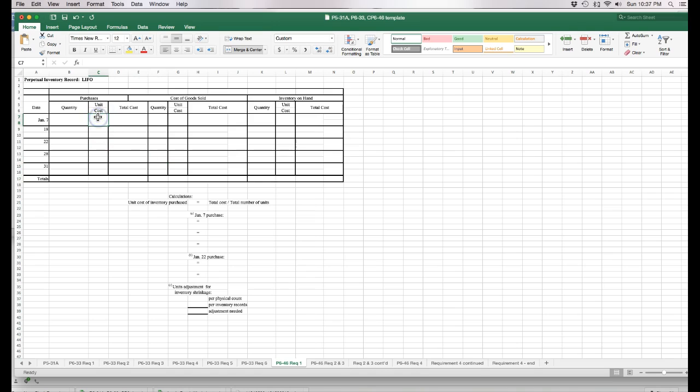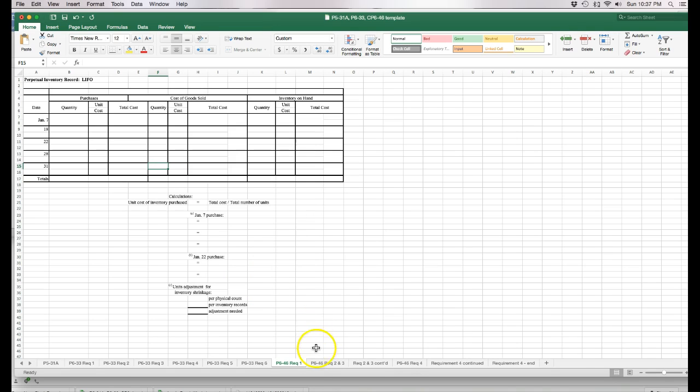Don't forget up here, again to repeat, on January 7th, add the freight into the total cost to determine your unit cost. And then on the 31st, you're going to have to account for that inventory shrinkage, because our physical count is different from the inventory records, and we're going to make the assumption that we actually sold them but did not record them.